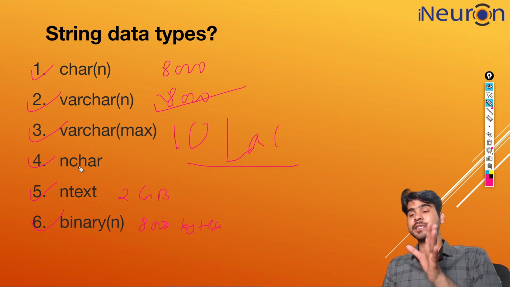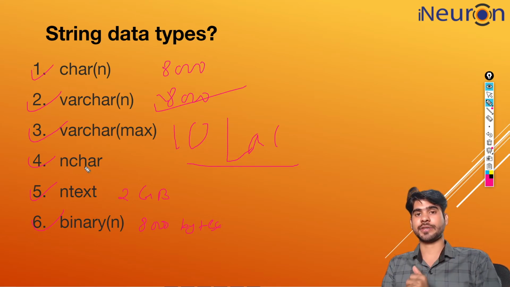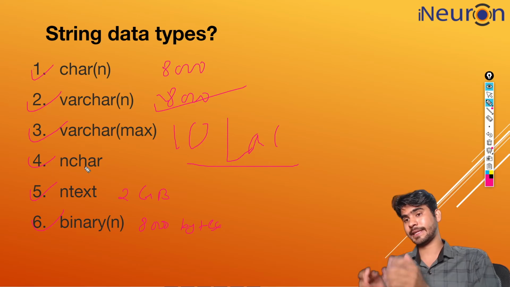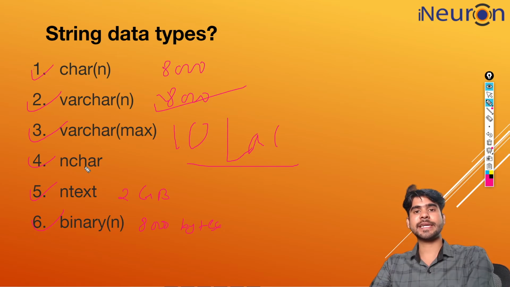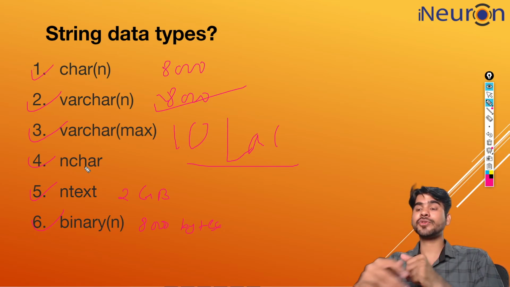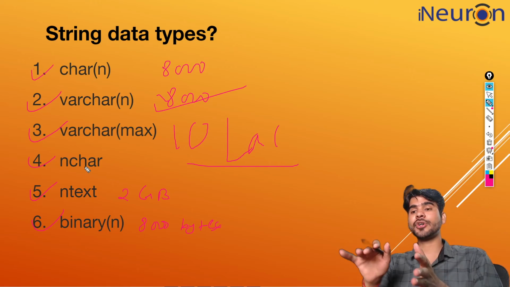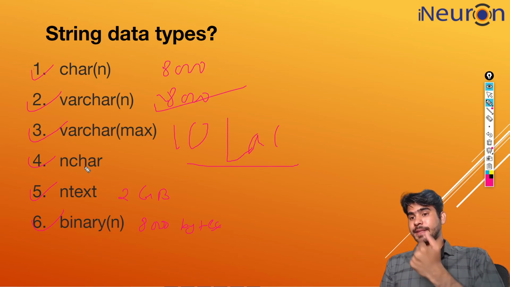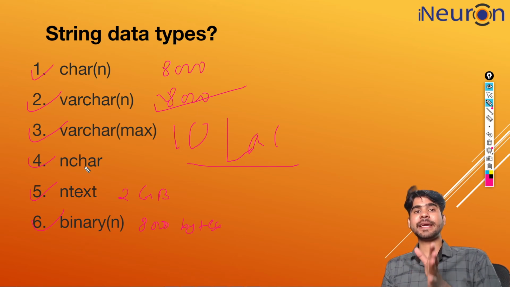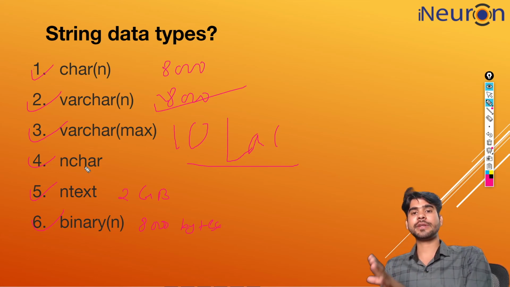For nchar, whenever you want to add Unicode string data in any particular column, you can define nchar. And for ntext, whenever you want to add Unicode string data, you can use ntext, but here you can add a huge amount of data. The size of the data here is 2 GB, so 2 GB of text data you can add. Next and last we have binary n. It means whenever you have a binary string and you want to add it in any particular column, you can use binary n, and here you can add data up to 8000 bytes.